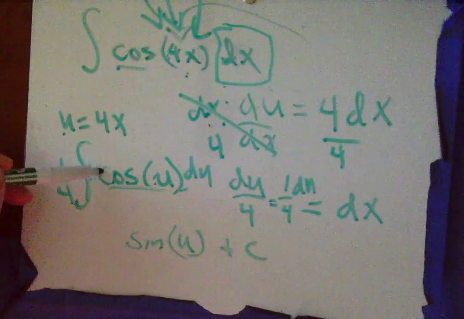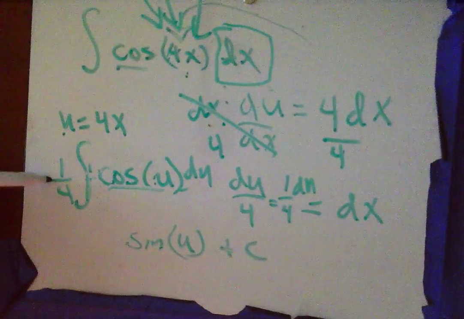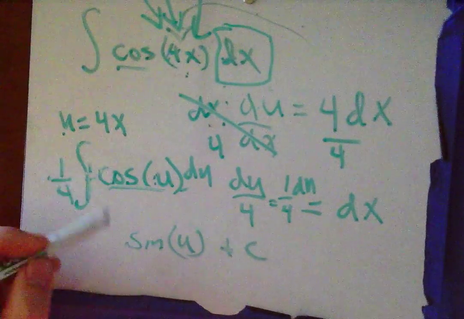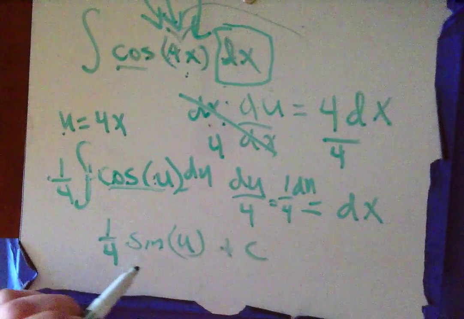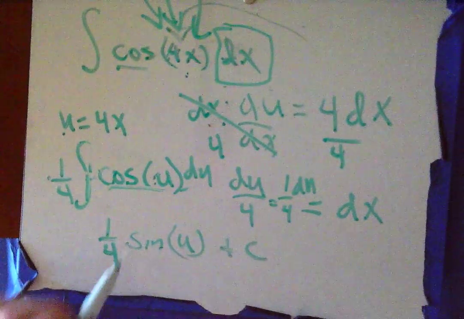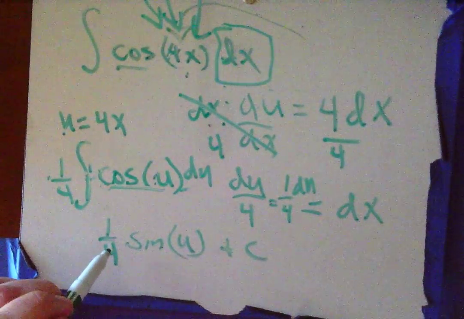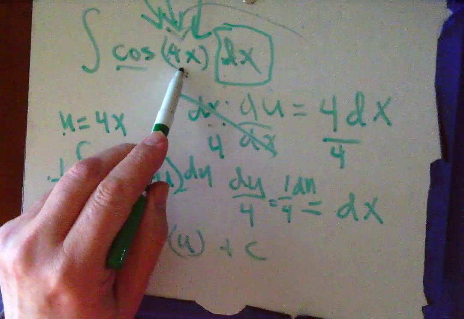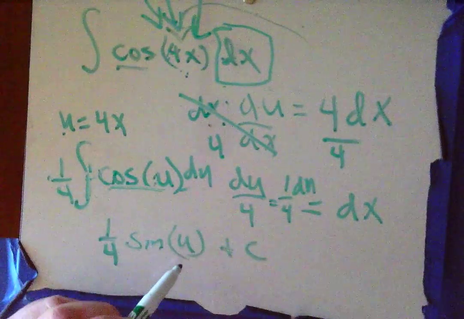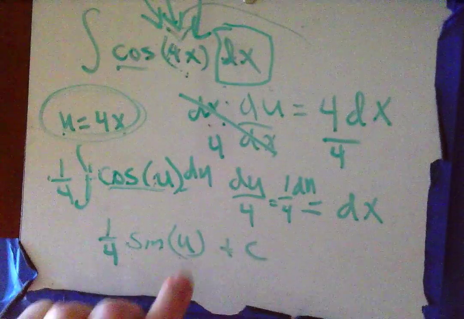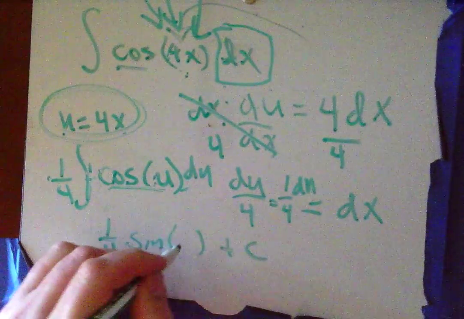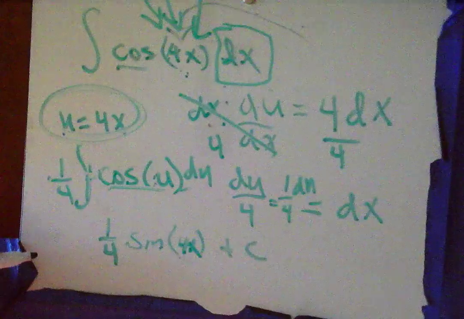Remember, though, the antiderivative of cosine has this 1/4 in front of it. So there's this 1/4. And then finally, we want everything in terms of x. So even though we started with x and moved to u, we want to go back from u to x using that u sub. And so there's my answer.